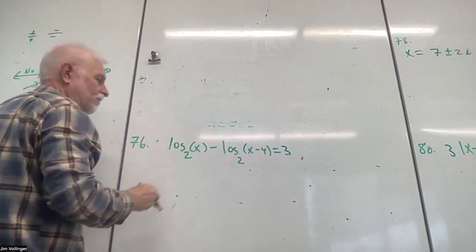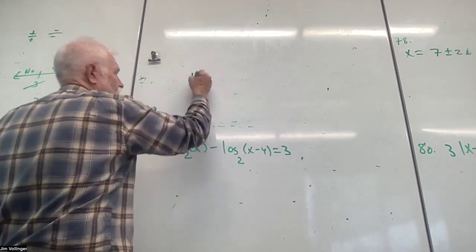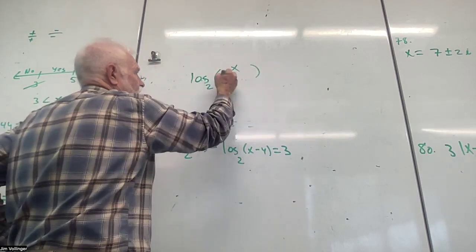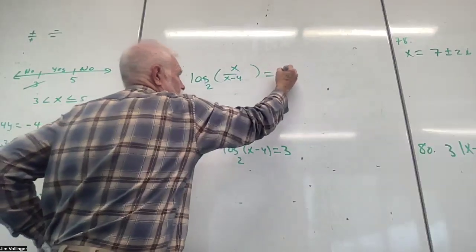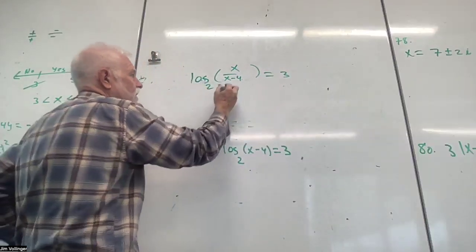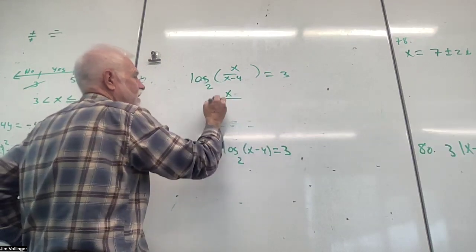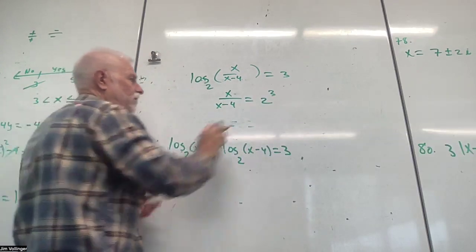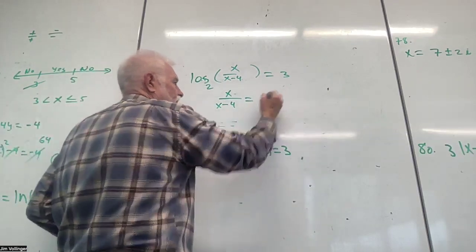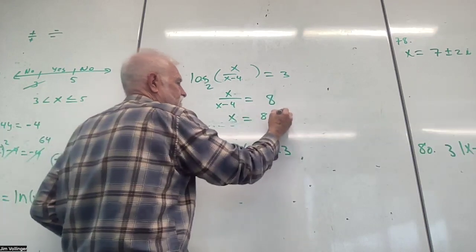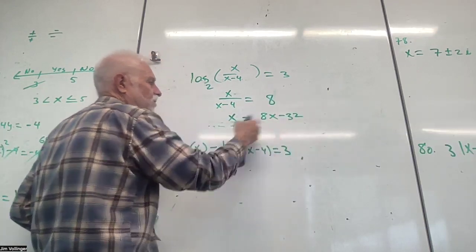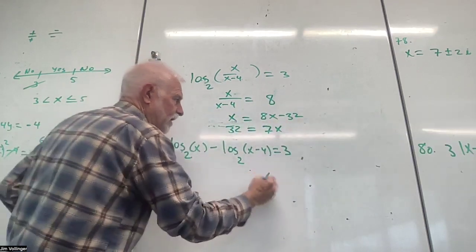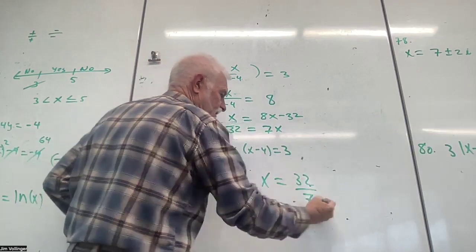Subtraction of exponents comes from a division of quantities. So this could have been written as a single log. Thusly, x over x minus 4 equals 3. The inverse of log base 2 is 2 to the, and in this case it is 3. I'll use the eraser here now. So 2 to the 3 is 8. So x equals 8x minus 32. I'll take an x away from this side. I'll add the 32 to this side. And I'll say that my answer is 32 over 7.